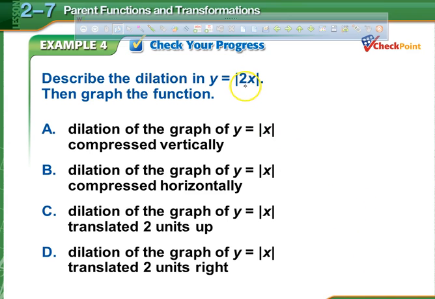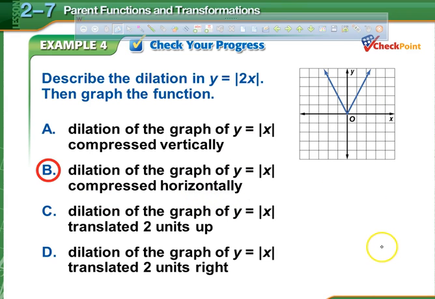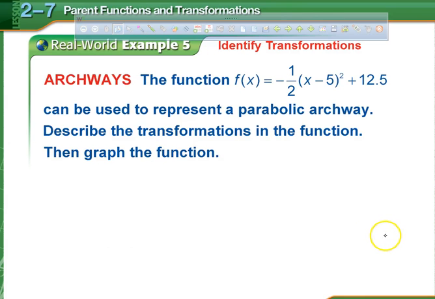Ooh, that's on the inside. So we're dealing with some type of horizontal something. So is it going away from the x-axis or is it going towards the x-axis? It's going away from. What word means away from? Compressed. So this would be compressed horizontally, because it's going away from.